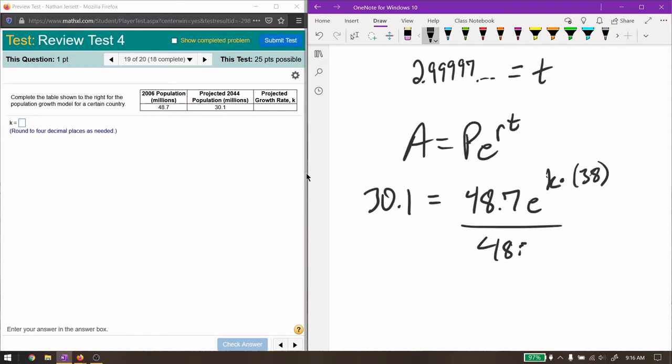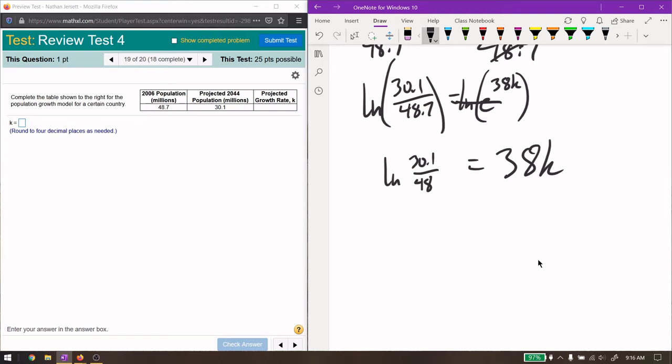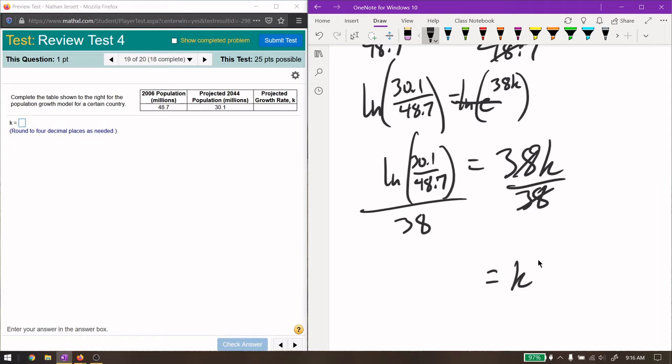All we have to do now is solve this. So divide out the 48.7, giving 30.1 over 48.7 equals e to the 38K. Now we can take the natural log of both sides, because that cancels with the e, giving us 38K equals natural log of 30.1 over 48.7, and then divide out 38, giving us just K, which is natural log of 30.1 divided by 48.7, divided by 38. Negative, which is good.